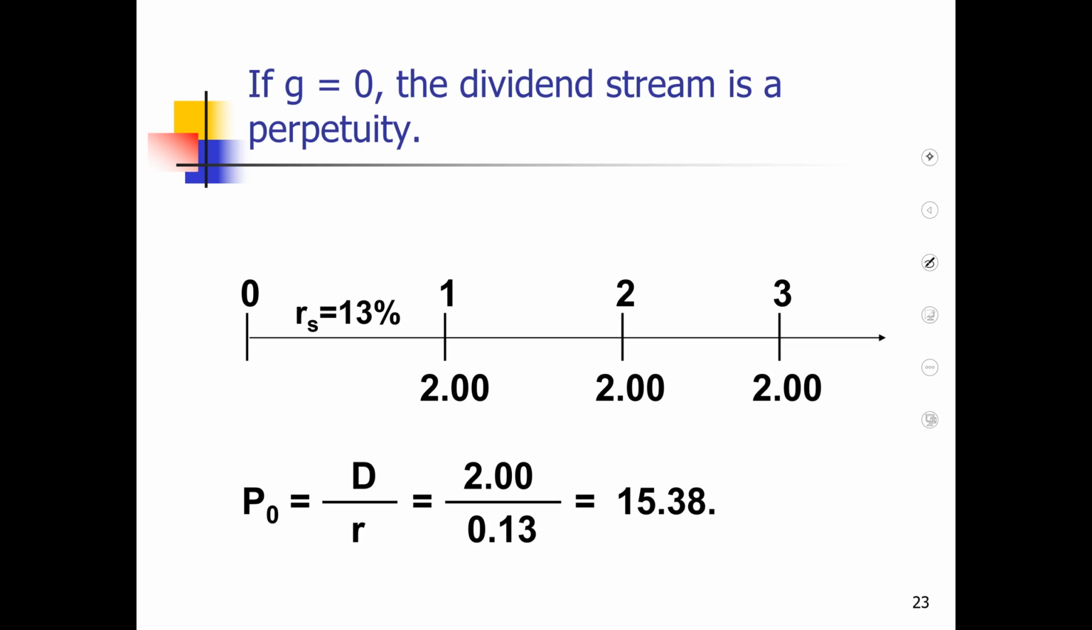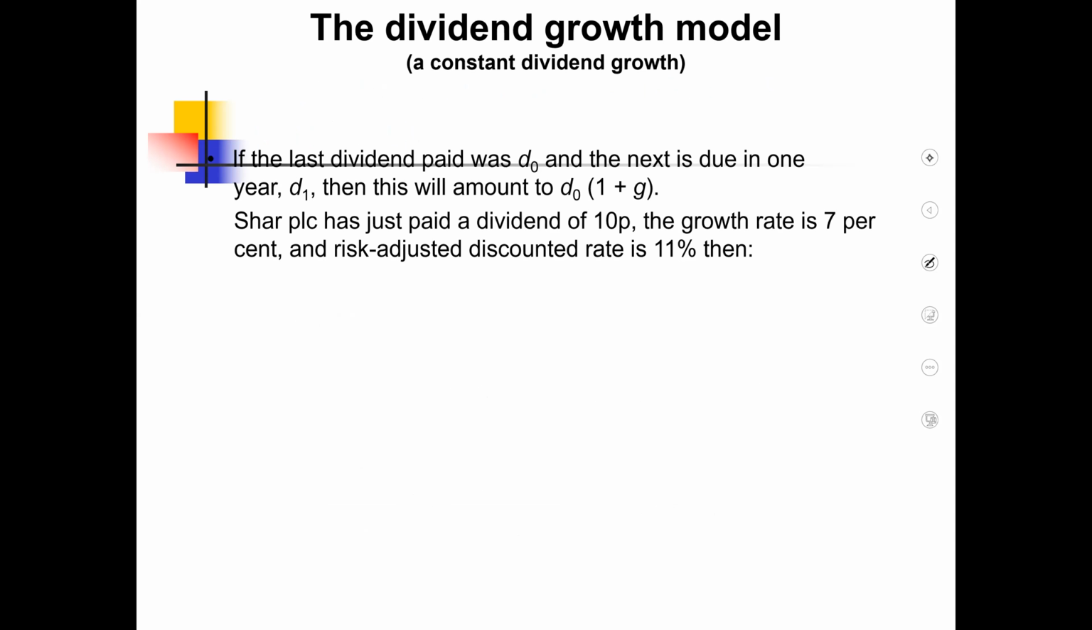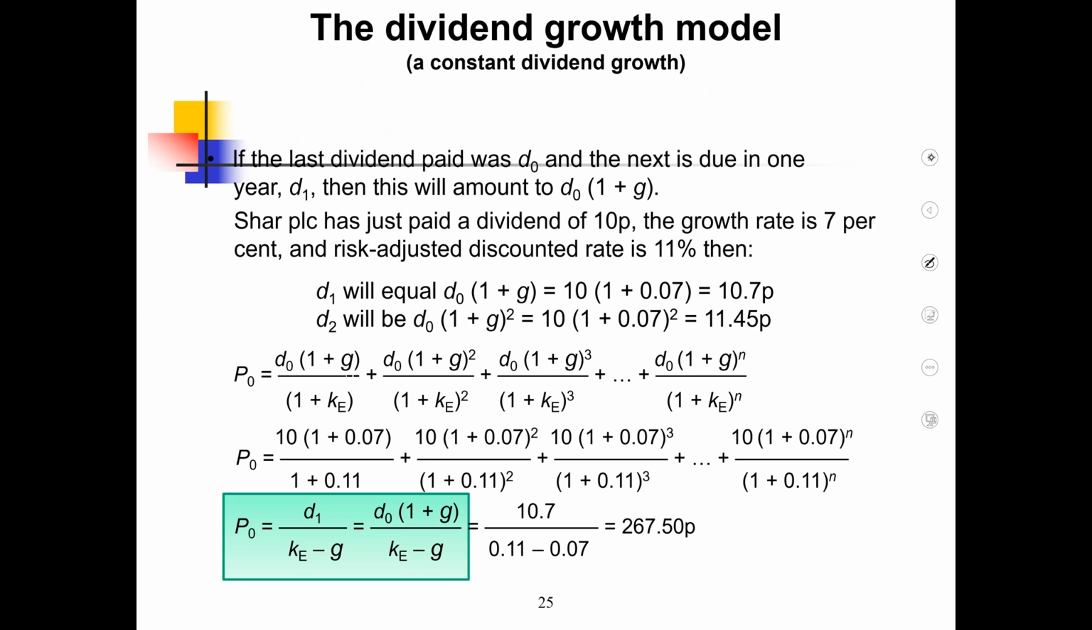You can see some examples here also. I am not going to do these things as we discussed. If the last year dividend was paid D0, and next year's dividend due in 1 year, and all this information has been given, simply what you can do is adapt this equation. You have to identify the D0 and D1 values from the given information, and then you can identify this value.